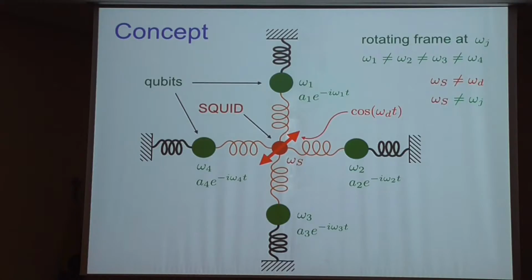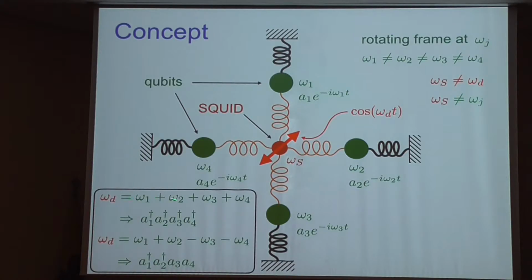And now I shake the central guy. Of course, if I, for example, shake it at a frequency that is the sum of all the transition frequencies of these four oscillators, then I will trigger a term where I generate one excitation in each of them. As another example, I can take a shaking frequency of omega 1 plus omega 2 minus omega 3 minus omega 4, and then I will generate this interaction.